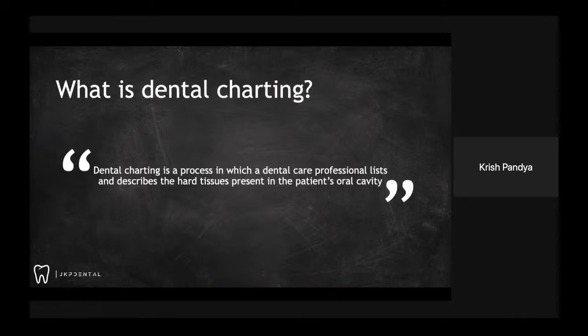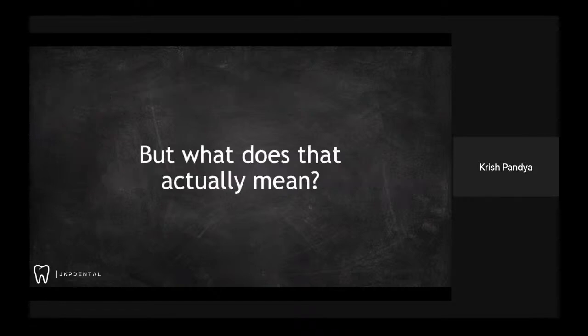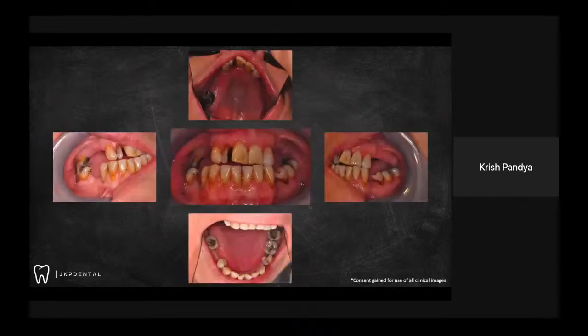Dental charting is defined as the process by which a dental care professional lists and describes the hard tissues present in a patient's oral cavity. But what does that actually mean? Let's take a look at these photographs. This is one of my patients from Newcastle Dental Hospital. As you can see, there's a lot going on here. We've got lots of different types of restorations, fractured teeth, and missing teeth.